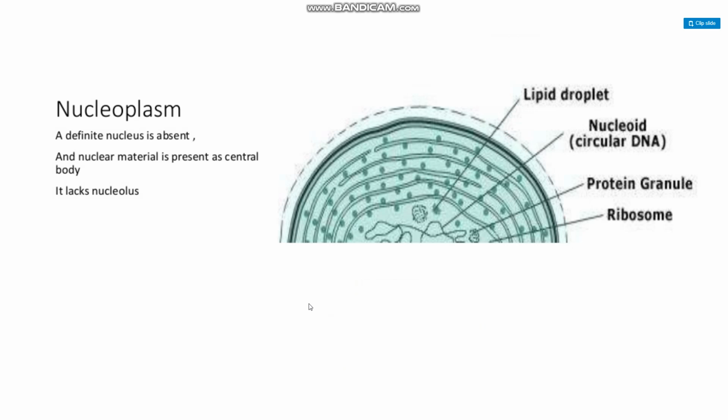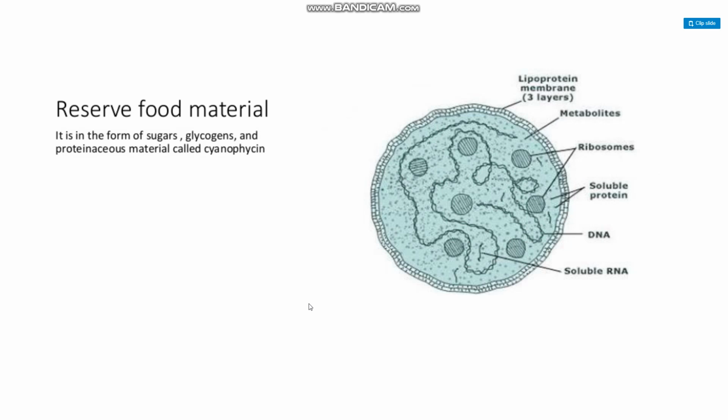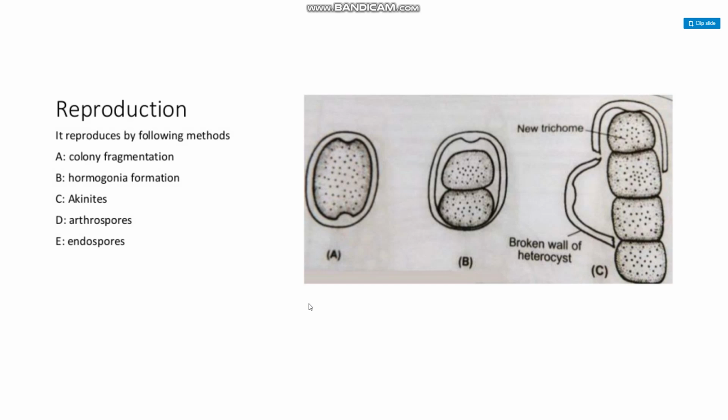Nucleoplasm. A definite nucleus is absent, and nuclear matter is present as a central body. It lacks a nucleolus. Reserved food material is in the form of sugar, glycogen, and a proteinaceous material called cyanophycin.